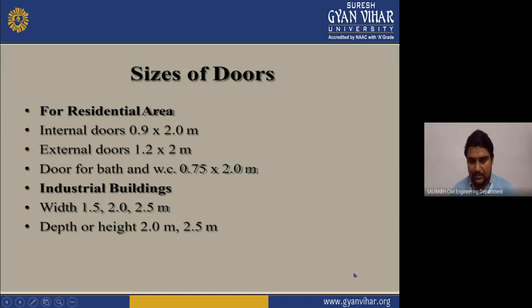If your building is industrial type, then the size will be increased. As you can see, the width of door will be 1.5. It may also be 2.0. It may also be 2.5 meter. Now come to the depth and height of your door. It may also be 2.0 meter to 2.5 meter.